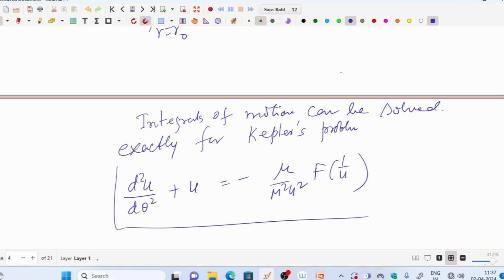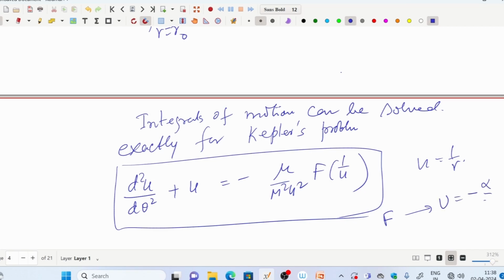So, this is the orbit equation between r and theta, where u is 1 over r. So, the equation between u and theta is the orbit equation, and one can solve this equation for f corresponding to your u, which is minus alpha by r. So, for this you can find your f, put this f here and solve this equation.